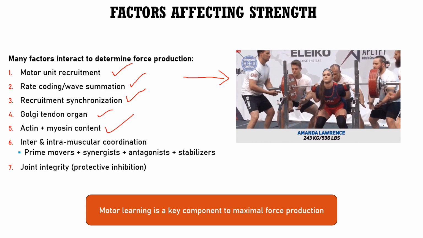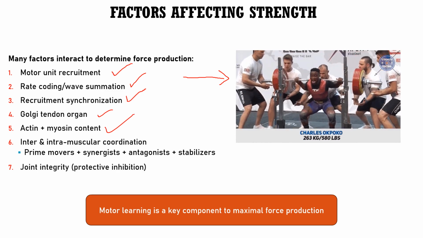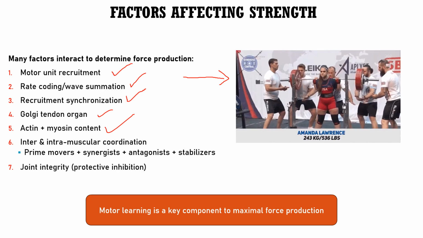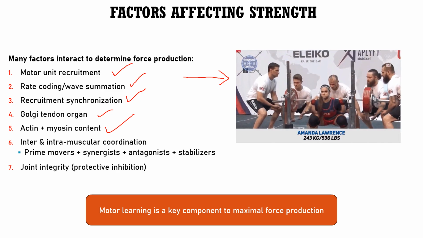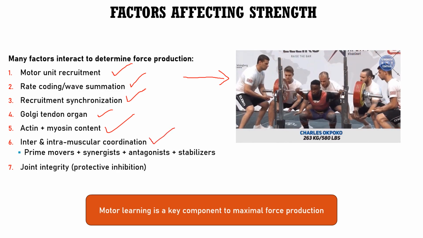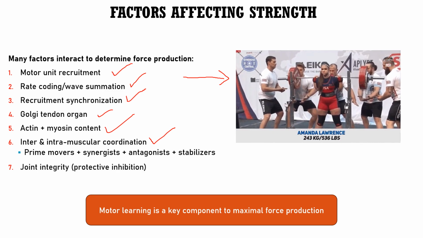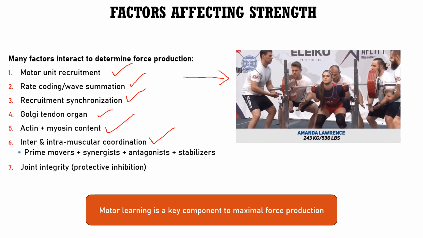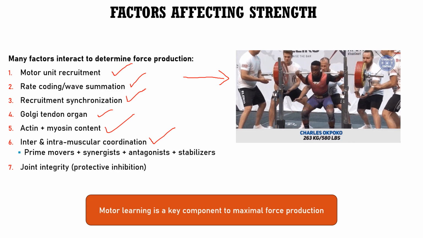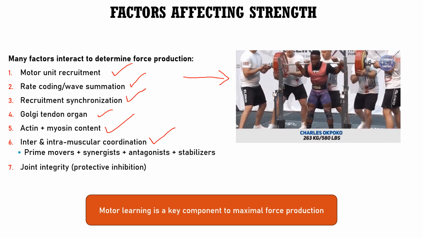Actin and myosin content, that refers to, of course, our ability to form cross bridges. So if you have more actin and myosin, you have a greater ability to produce force via more cross bridges. Then we have things such as inter and intramuscular coordination. This is back to the motor unit recruitment and synchronization, where these things have to be timed appropriately amongst agonists, antagonists, prime movers, etc.